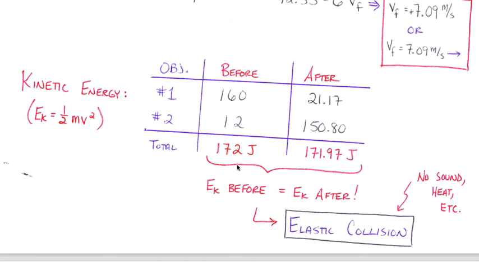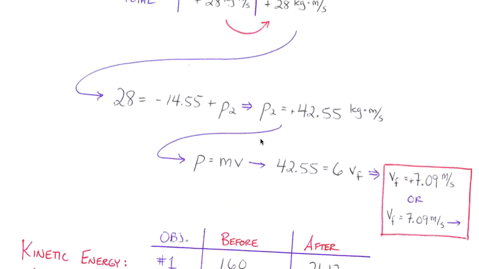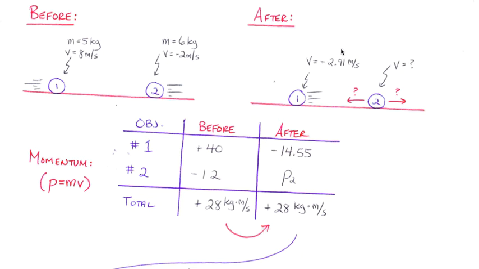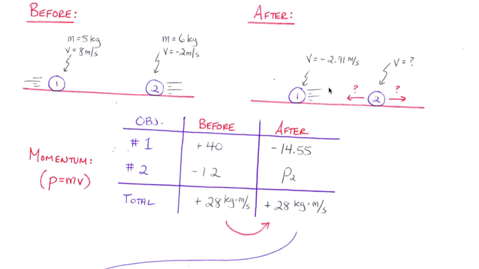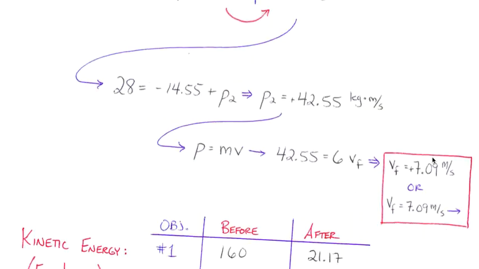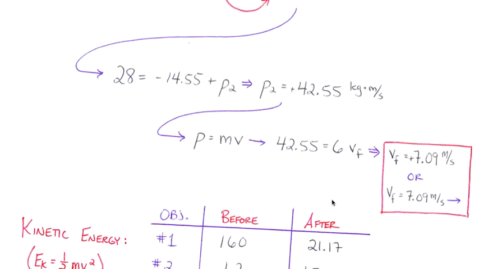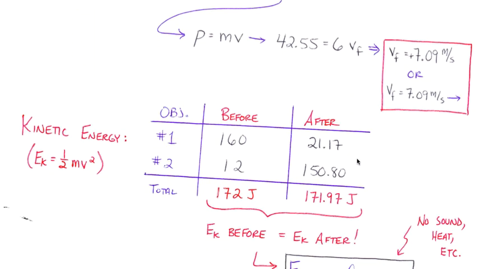So we can see here that my initial kinetic energy was 172 joules. Afterwards, I know the velocity of object 1 is 2.91 to the left. I know the velocity of object 2 is 7.09 to the right. Using those values and their masses, I can use 1/2 mv squared to calculate their kinetic energies. And you'll notice there's a small discrepancy when I add my totals, but that's more due to a rounding error. You can essentially see they're both about 172 joules.